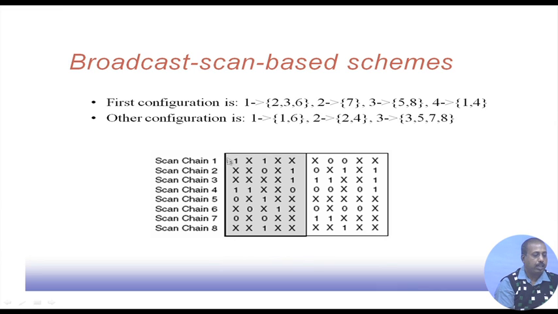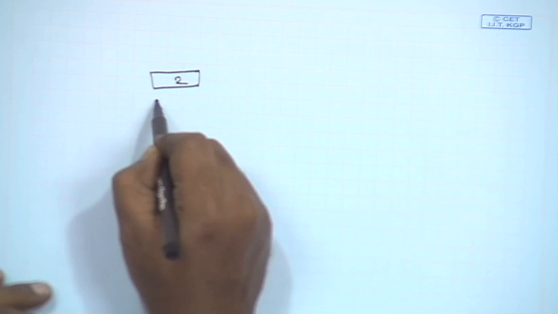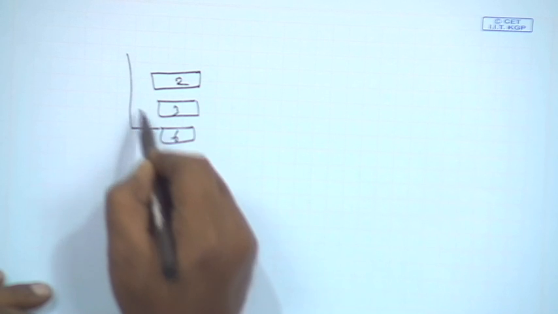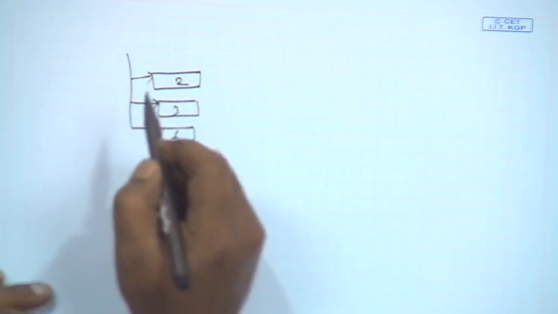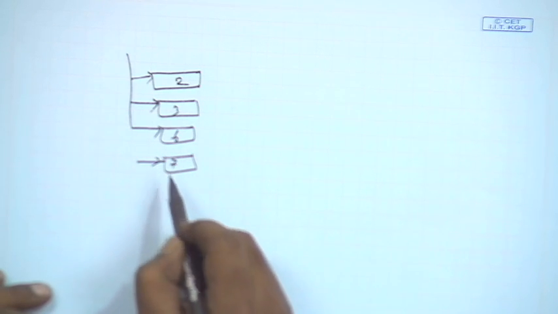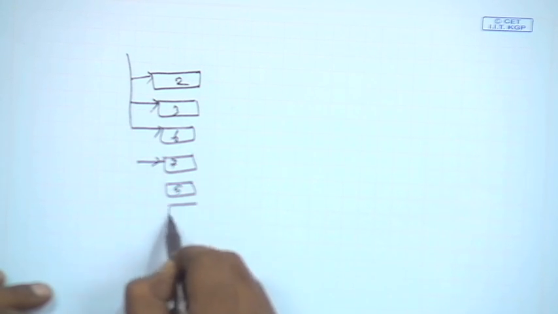So, whenever I am broadcasting a pattern, I can broadcast the same pattern to scan chains 2, 3 and 6, the same pattern to scan chains 5 and 8, and again to scan chains 1 and 4. I can have this type of configuration where scan chains 2, 3 and 6 are getting the same pattern; the same scan input will be coming there. Then scan chain 7 has one scan input, and then 5 and 8 have another scan input.